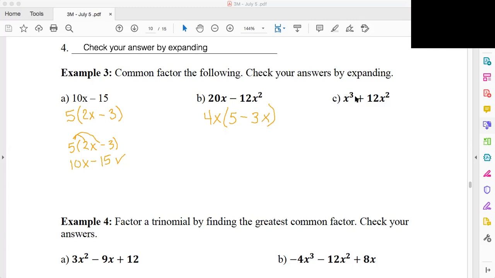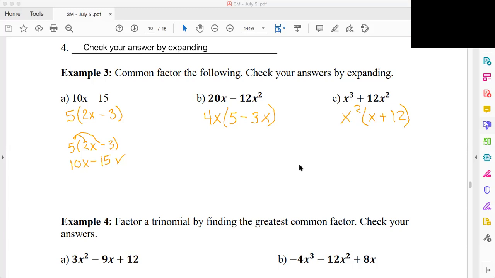So here, x cubed plus 2x squared. So there's no coefficient in front of this one, so there's not going to be a number. All we're looking at is the variables between the two. So we take the one with the smallest exponent, which is x squared. So we're just going to take x squared as our common factor. x cubed divided by x squared just leaves us with x. And then 12 and x squared divided by x squared, there's nothing left.